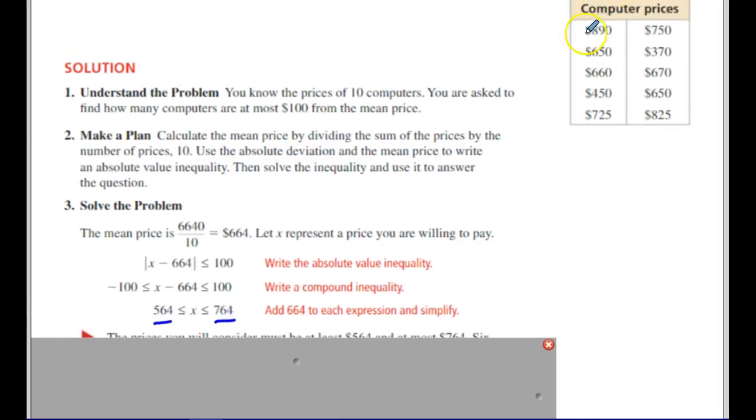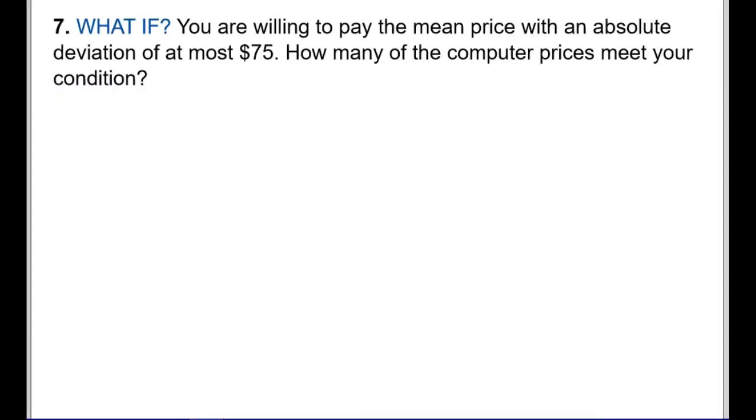So then I can go back up to these computers and see which ones fall in that category. So this one does, and this one does, and this one does, and this one does, and that one, and that one. So those computers that are circled are the ones that I'd be willing to pay. So I can use many different steps here in different ways to solve this, but I still want to start with the mean, and then I know that I can go up 100 and I can go down 100. That's what that absolute deviation means. So now what if I'm going to do that deviation of $75? Now which computers am I able to buy?